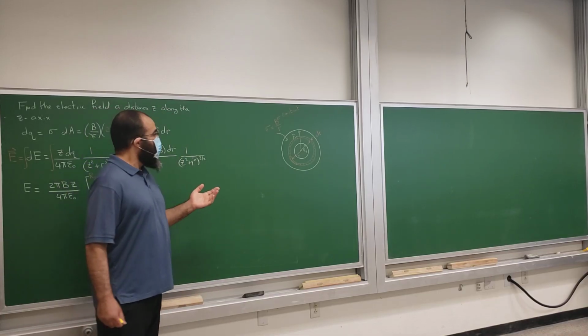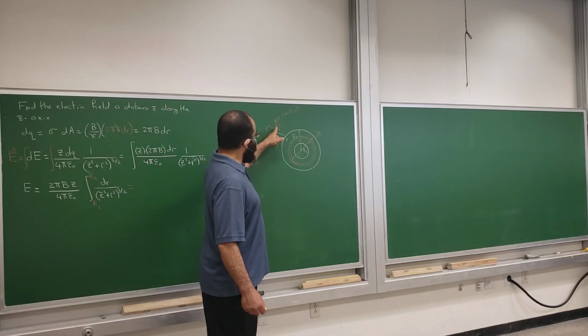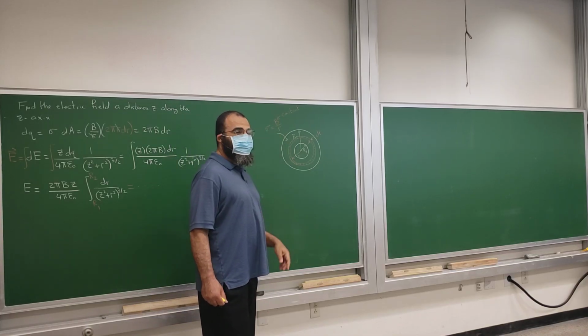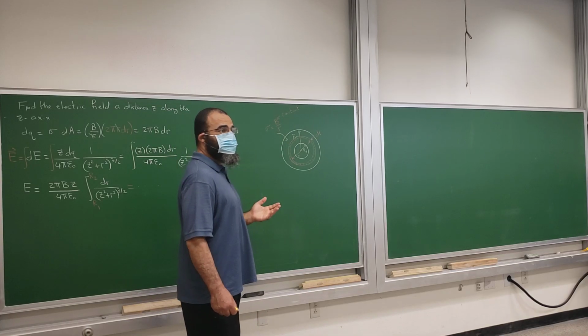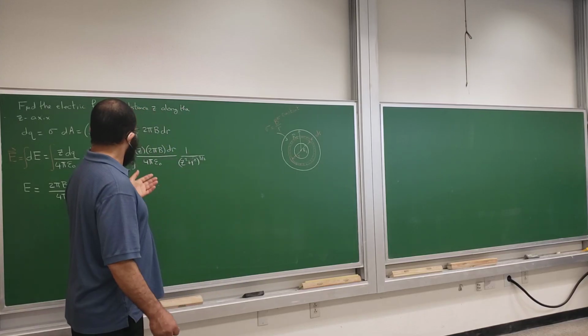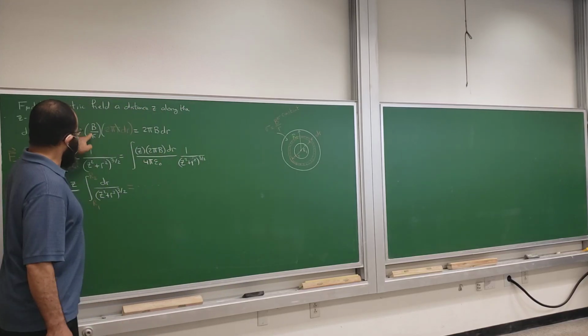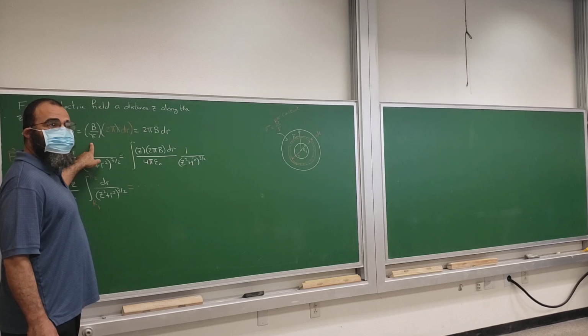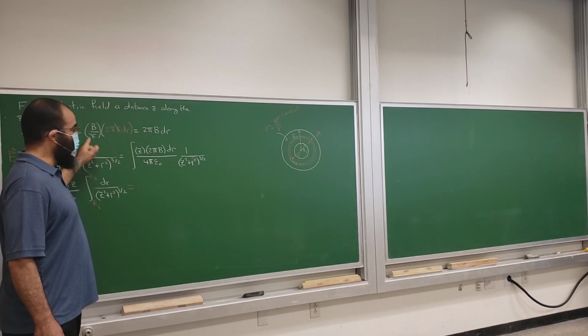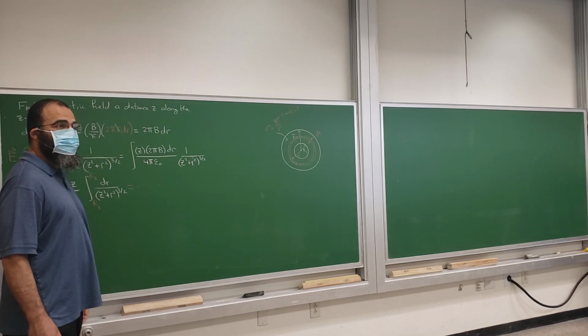Here's a simple question. What if sigma is b times r instead of b divided by r? What would change? Just go here and put b times r instead of b divided by r. That's the only thing that would change.